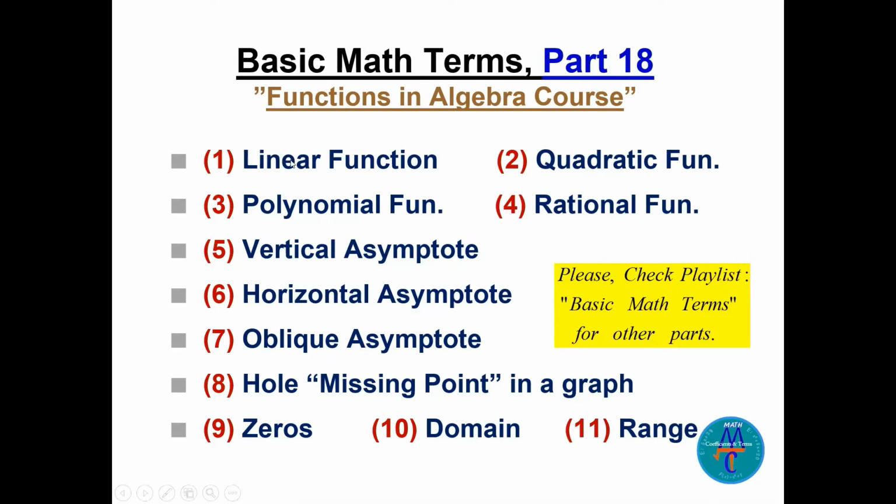So in this video, part 18, we will see linear function, quadratic function, polynomial function, rational function. These are the functions we have studied in the algebra course. Then we will see what is a vertical asymptote, horizontal asymptote, and oblique asymptote. What is a hole or missing point in a graph? The zeros, domain, and range. We have seen these three words, but they are important in the functions, so that's why I mentioned them again.